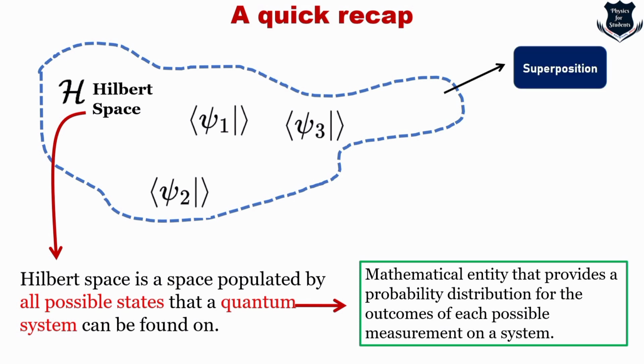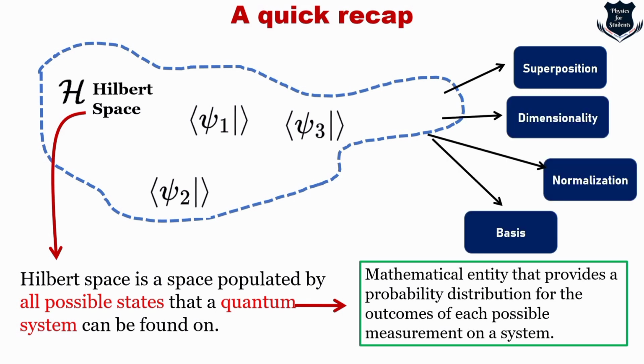So this is a quick definition, and we learned that we need to understand these properties: superposition, dimensionality, normalization, basis, and completeness. We are now going to look into that, but before that I would just like to tell you that Hilbert spaces allow generalizing methods of linear algebra and calculus from finite dimensional Euclidean vector spaces to spaces which are infinite dimensional.